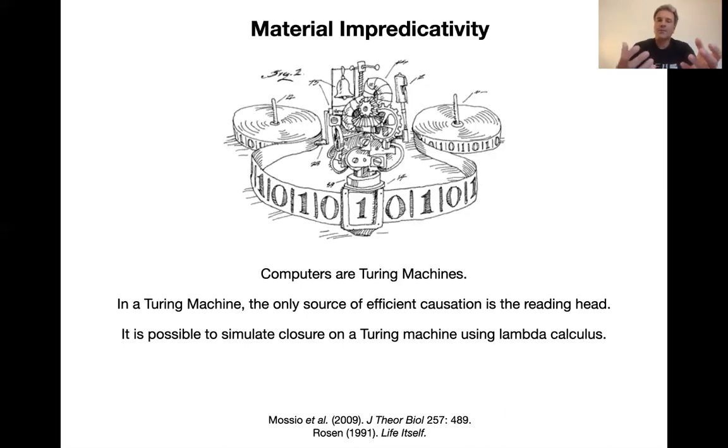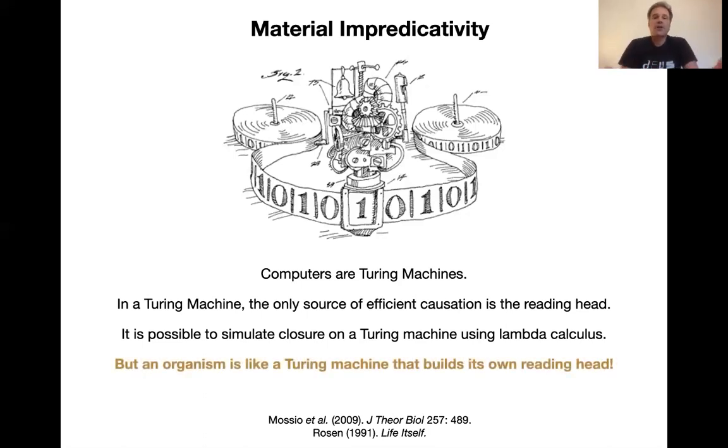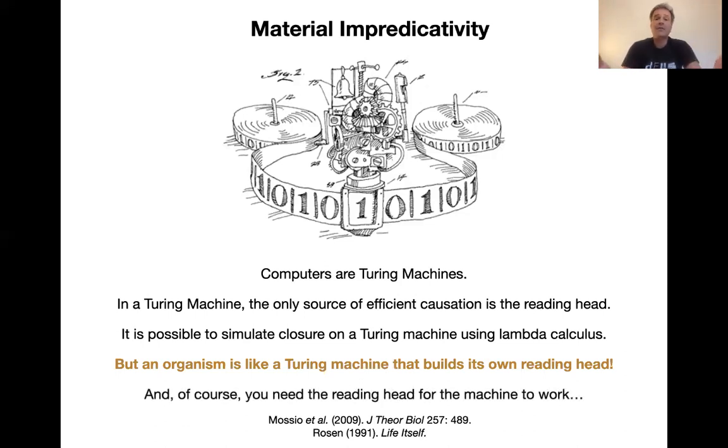Where the hardware is also just simulated. But the problem, of course, and this is why I call this material impredicativity, is that an organism is more like a Turing machine that builds its own reading head. There's no hardware-software distinction. And even Matteo in his paper needs to admit that this is something that we don't understand. So this is something that makes organisms very special and very different from non-living systems. And of course, you need the reading head for the machine to work. So there is impredicativity here. The reading head and the program that makes the reading head need to co-generate each other. Otherwise, you don't get an organism.